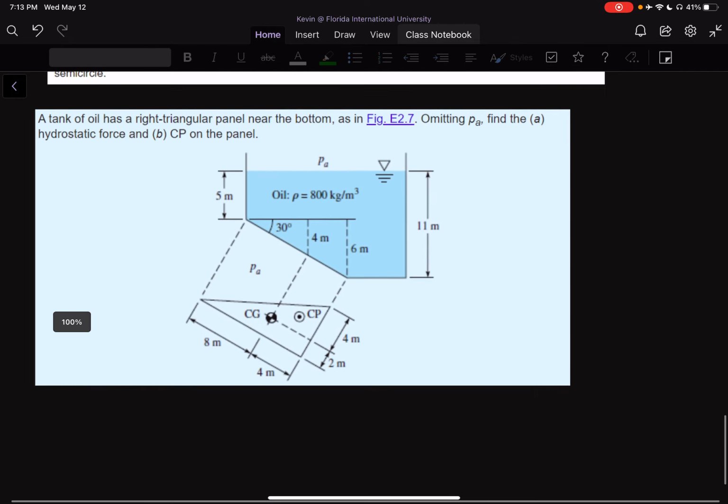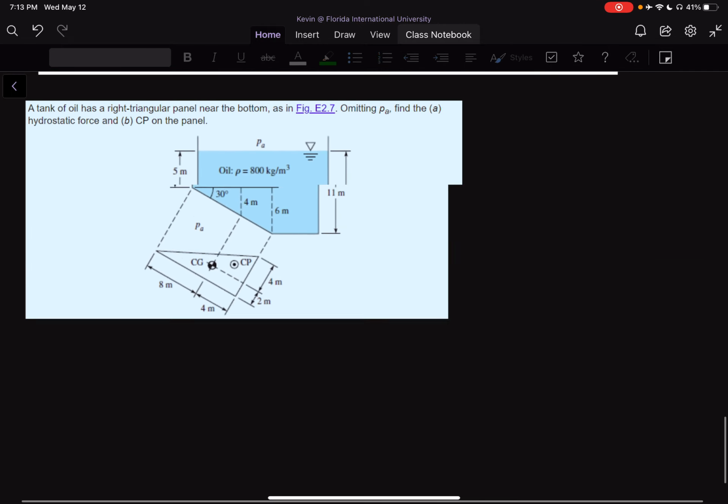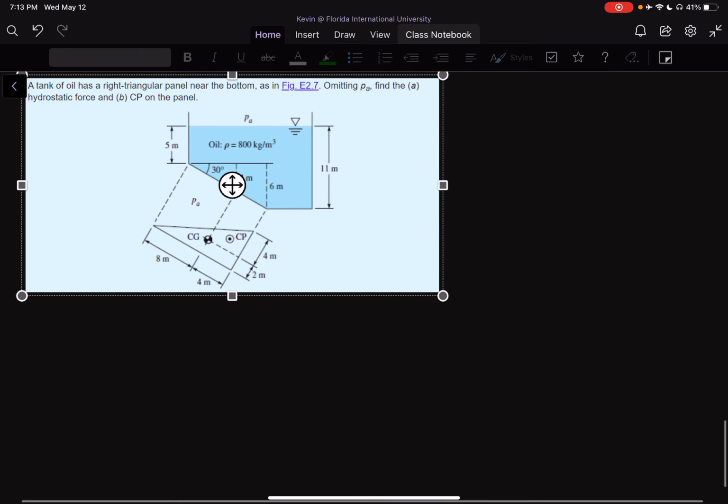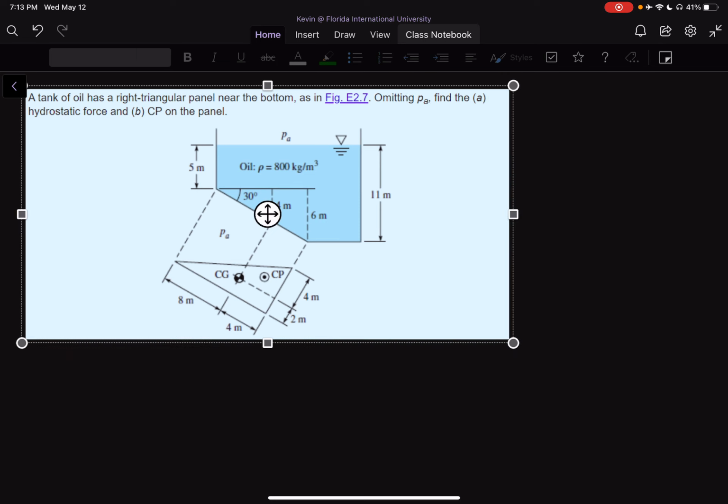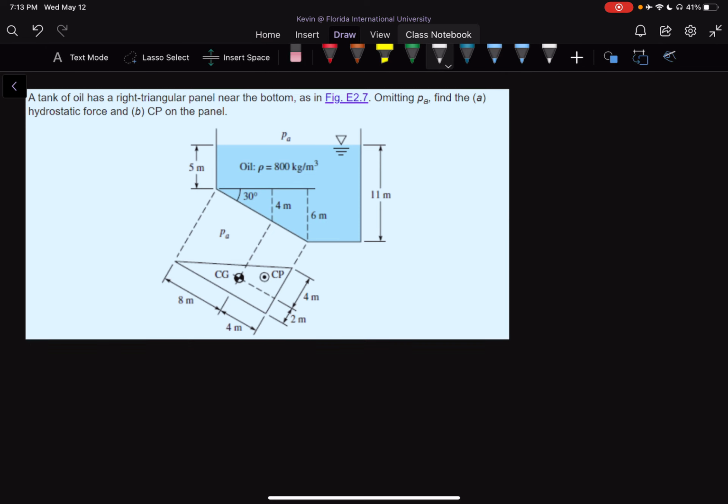Okay, so we have this problem. Let me make it a little bit smaller so that we have some space to write. So we have a problem saying a tank of oil has a right triangular panel near the bottom, as in figure E2.7. Omitting PA, so omitting pressure atmospheric, find A, the hydrostatic force, and B, the center of pressure on the panel.